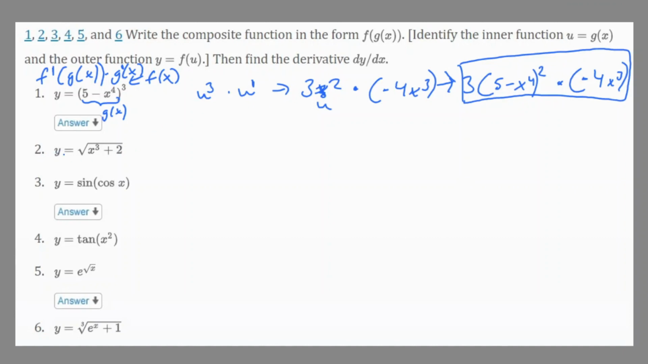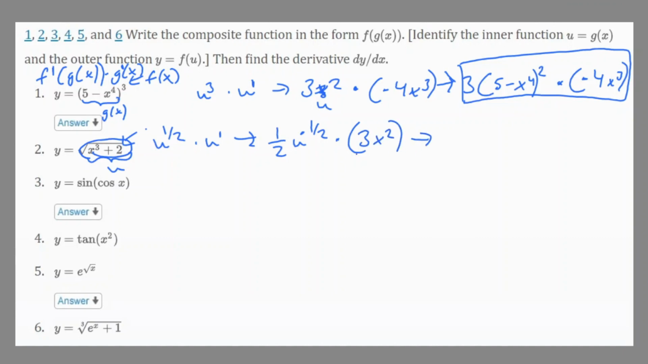So now number 2 is y equals square root of x cubed plus 2. So this is a half power, the square root. So we could say x cubed plus 2 is going to be our u. So this is going to be u to the half power multiplied by u prime. So we find the derivative of that. That would be half u to the negative 1/2 power multiplied by u prime, which is the derivative of x cubed plus 2, which would be 3x squared.